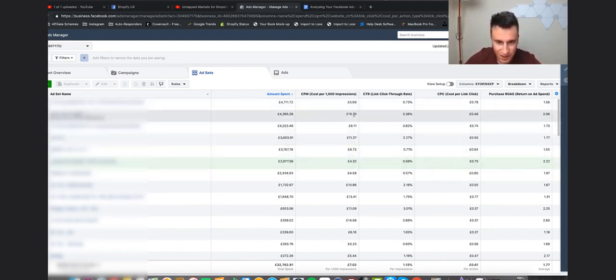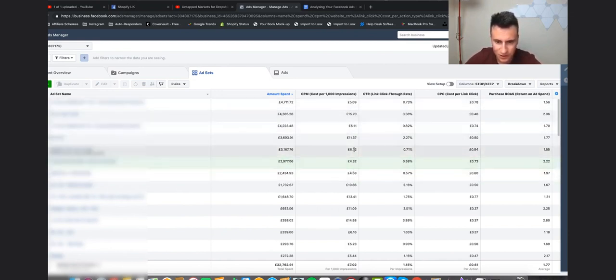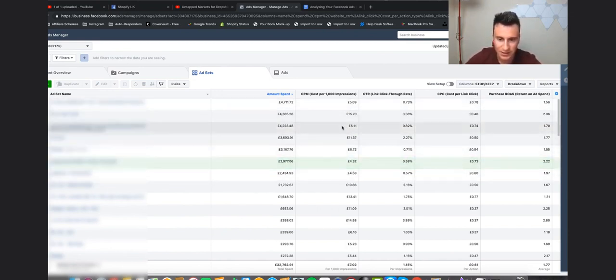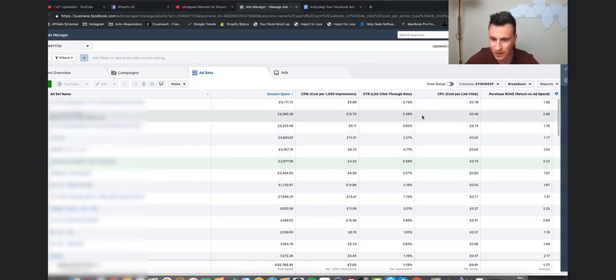You can see, in fact, not really at all actually. You've got around the £5 mark and then they tend to jump up. We've got the click-through rate, which again tends to go up and down, up and down. CPC, in fact, looks pretty consistent.